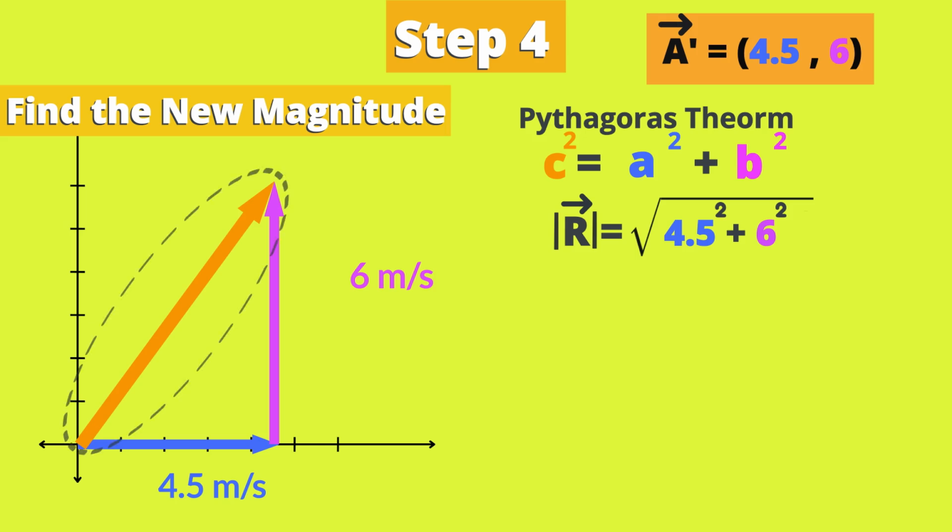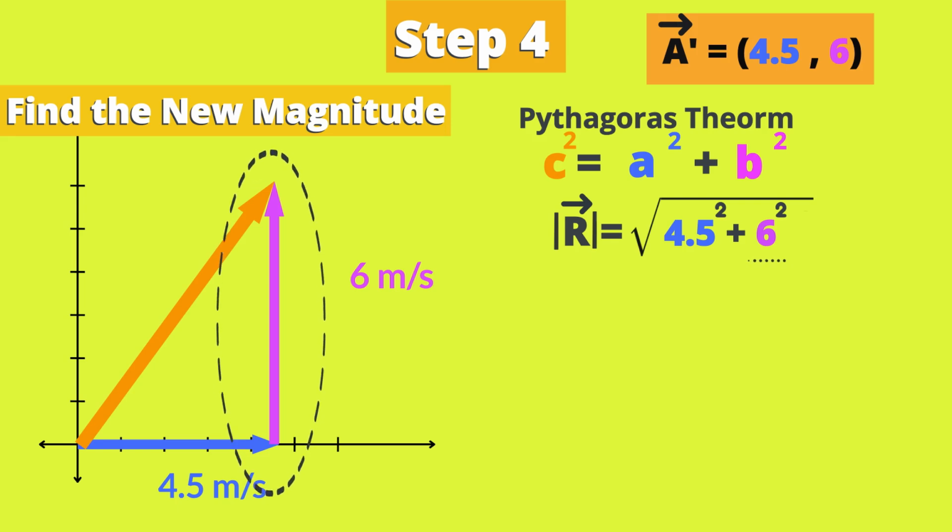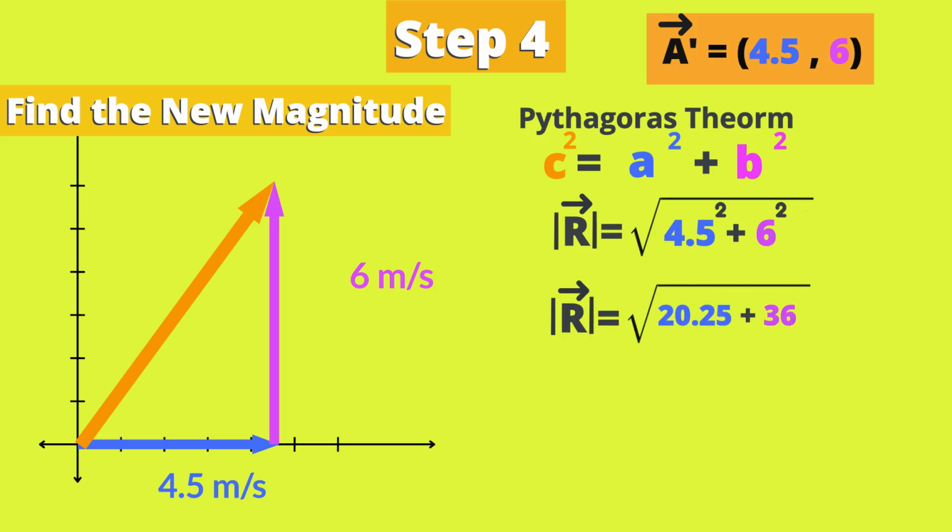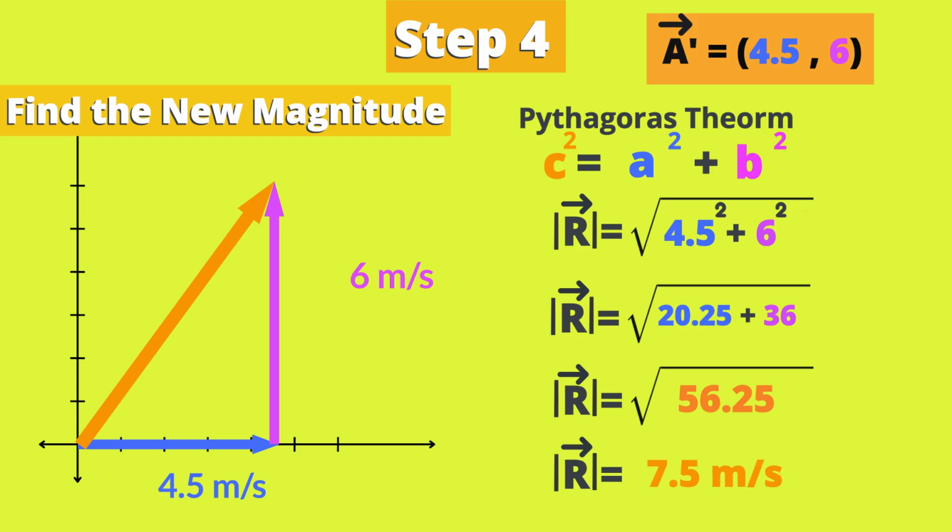This equation directly applies the Pythagorean theorem to find the hypotenuse, resultant velocity. We square the horizontal component 4.5 meters per second and the vertical component 6 meters per second and add them together. The magnitude of r equals the square root of 20.25 plus 36, which equals the square root of 56.25. The magnitude of r equals 7.5 meters per second. The drone's new speed is approximately 7.5 meters per second in the same direction as before.